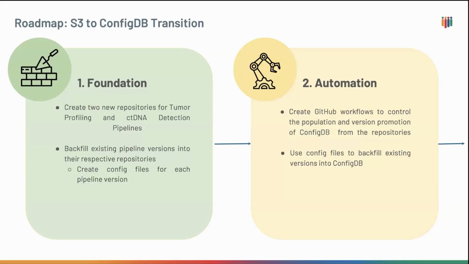So, moving to the automation phase, here we create GitHub workflows to automate how configurations are populated and how versions within the config DB are promoted directly from the repositories. By making use of the created config files within the repositories, we backfill the config DB, ensuring we have the complete historical record. So next slide, please.